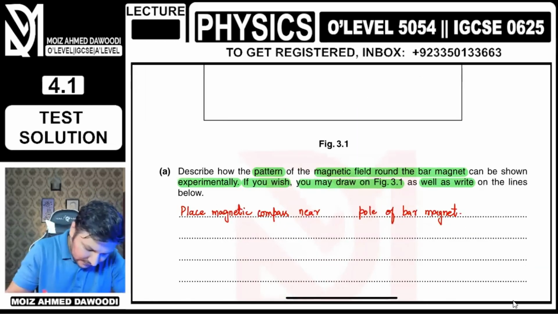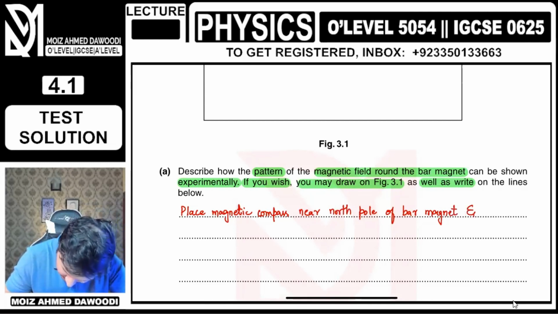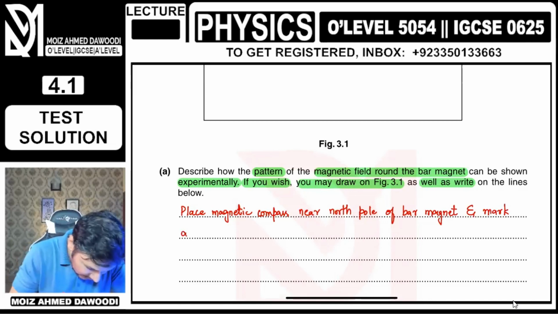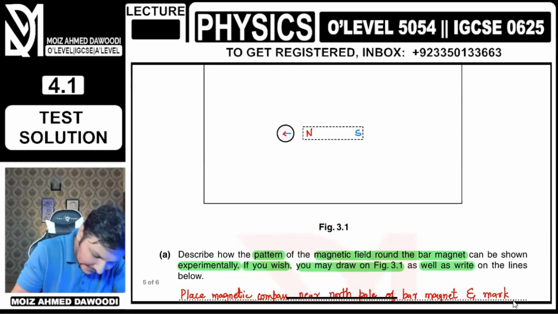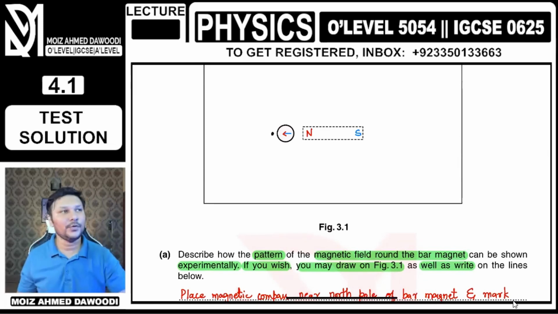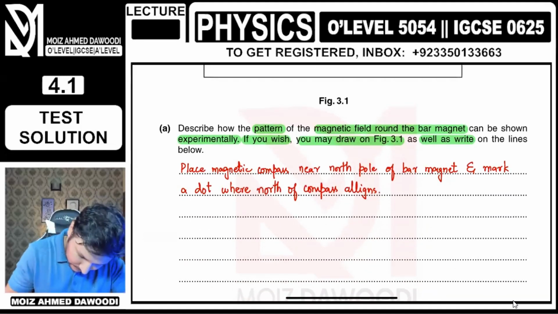So here, what I did: place the magnetic compass near the north pole of a bar magnet and mark a dot where the north of the compass aligns. I also showed this in the diagram like this. Now replace the compass. This gives you 1 mark.